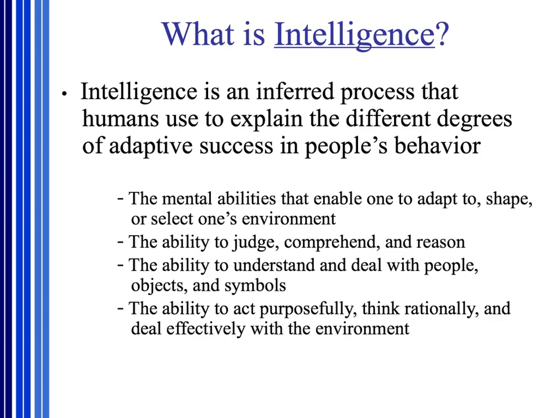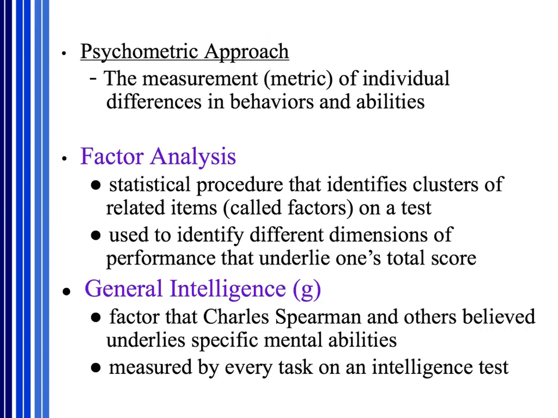But for now, let's really define what is intelligence. Intelligence is an inferred process that humans use to explain the different degrees of adapted success in people's behavior. Now, this is a better definition than you'll find in most places. As you'll see, these definitions for intelligence do not allow us to define intelligence any better because we still have to define, judge, comprehend, think rationally, etc. All right, so it's really hard to define intelligence.